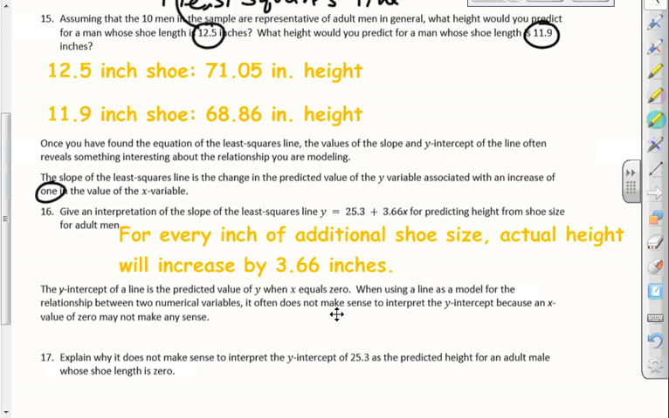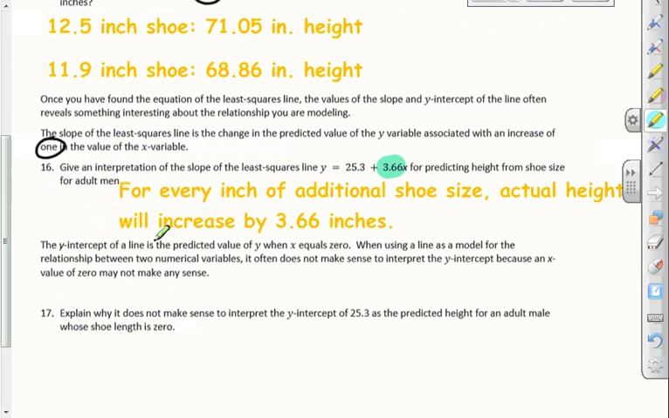So hopefully you realized that the slope of this was 3.66, and that would tell us that for every 1 inch of additional shoe size, we would expect the actual height to increase by 3.66 inches. Or you could say that in the reverse order. You could say we would expect an increase of 3.66 inches in height for each additional inch of shoe size.